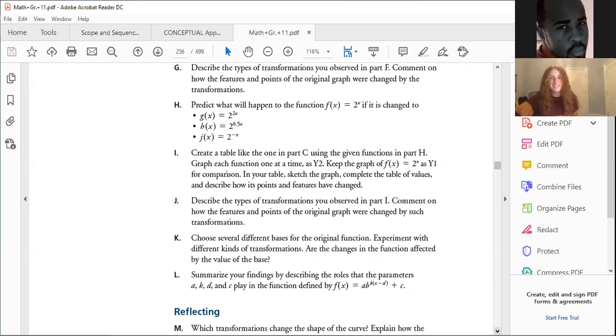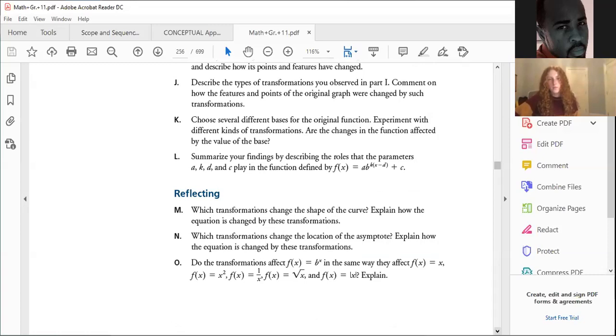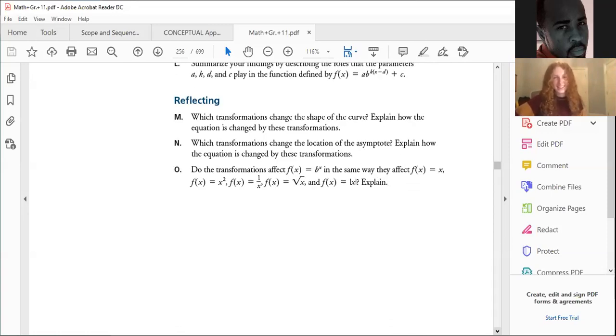Create a table. Hold on. Okay, L. Do L. Summarize my findings and describe the roles and parameters. So A is vertical stretches. Okay, Sophie, next. M, yep, which change the shape of the curve.